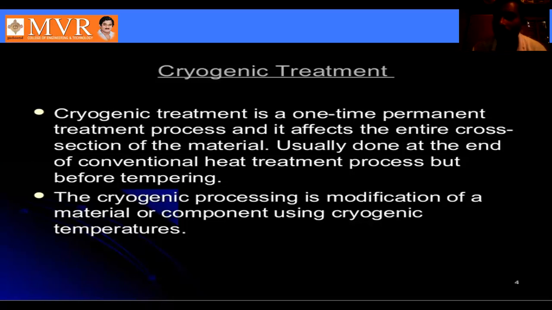For example, brass. We can modify the brass, and we can use this type of heat treatment procedure. After that only we are getting these types of properties. We can get high strength, toughness and wear resistance also. These types of properties we can get with this procedure. So that is the main concept here.